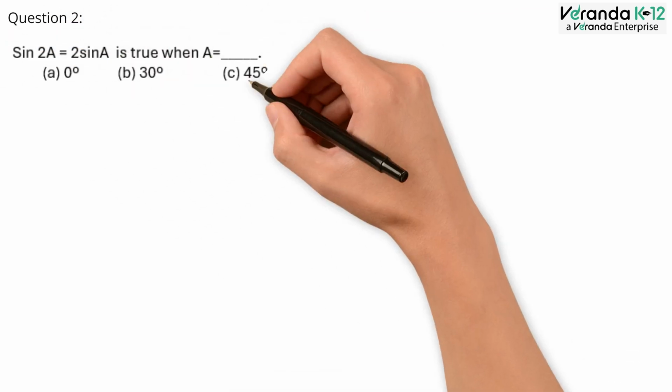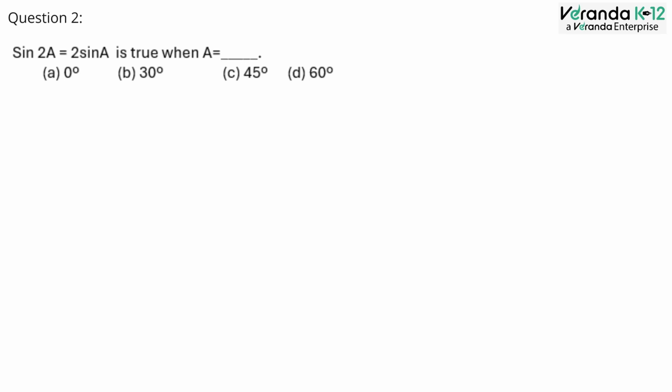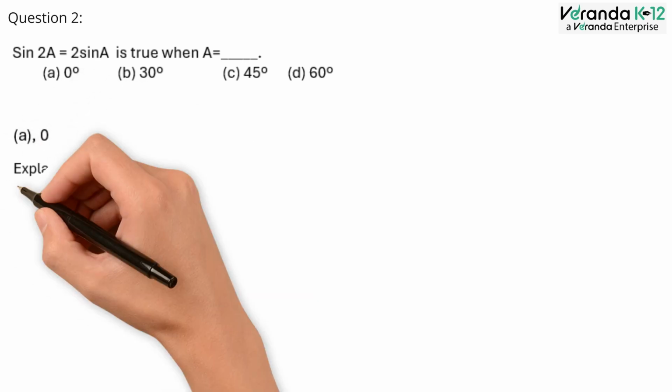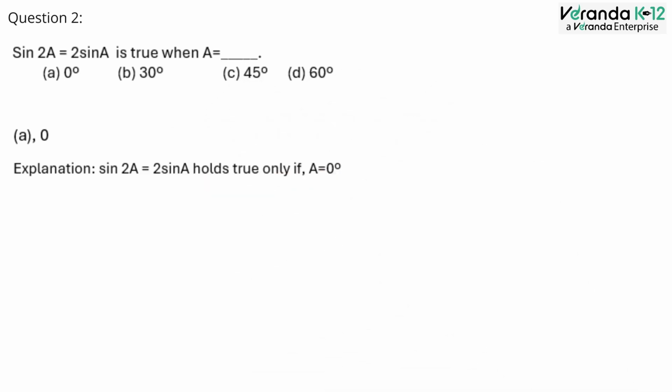The second question is, sin 2A is equal to 2 sin A is true when A is equal to dash. So for this, we can say sin 2A is equal to 2 sin A holds true only if angle A is equal to 0.